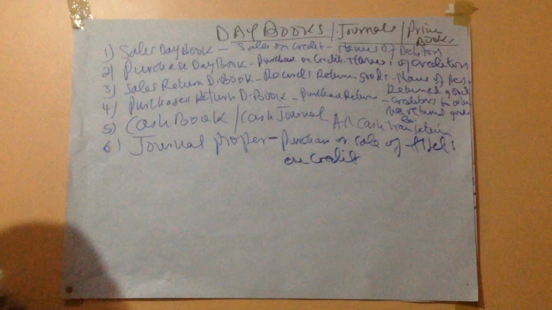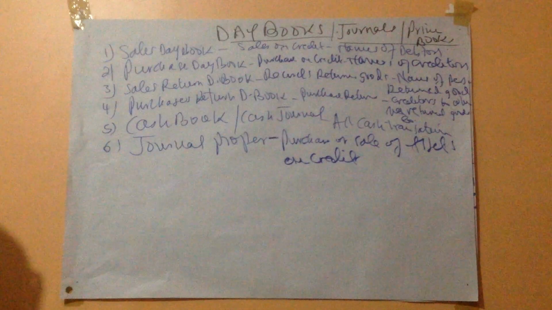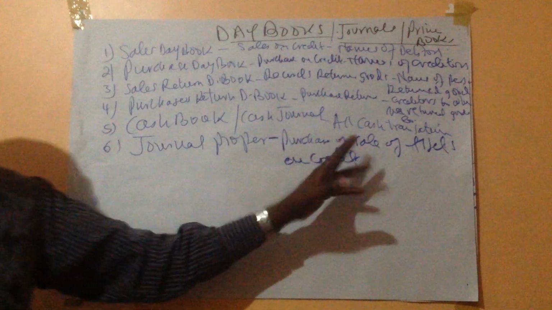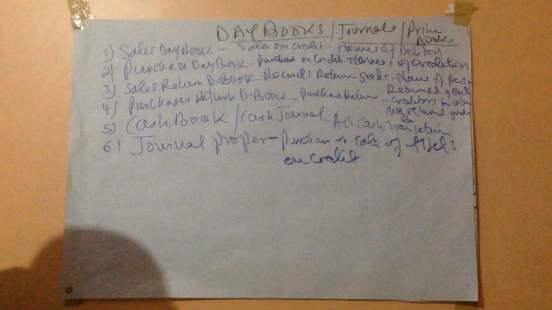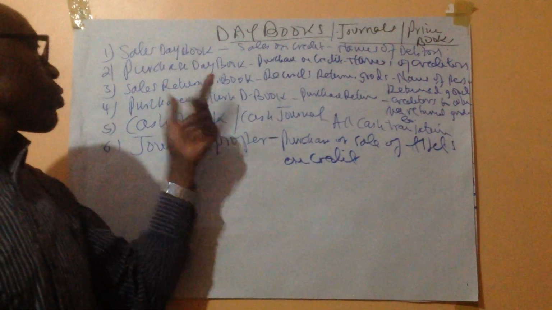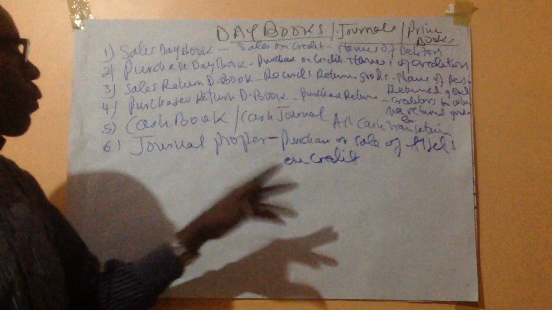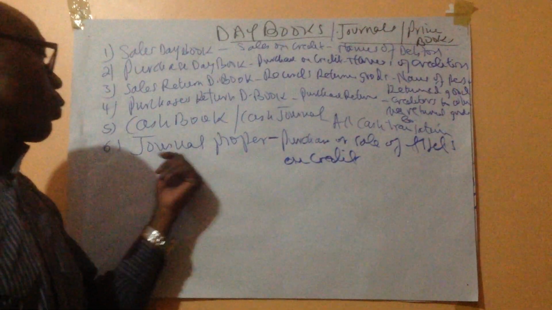So it's actually used for recording all the other transactions that cannot find their way into these other books. So when you sell an asset and you don't receive money for the sale of that asset, then you cannot record it in any of these. Why? Because it is not for resale. You're not dealing in buying and selling items or a motor vehicle, but you're buying it to use in the business, so you record in the journal proper.